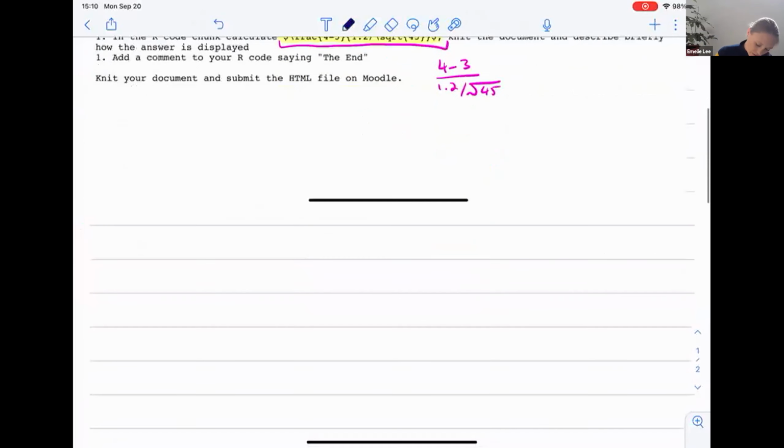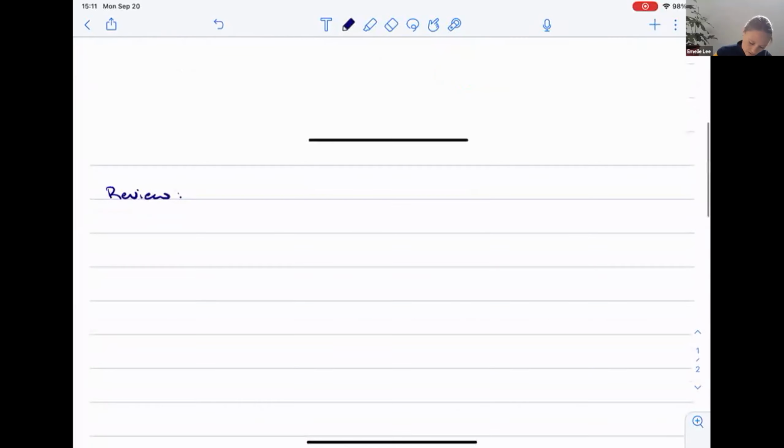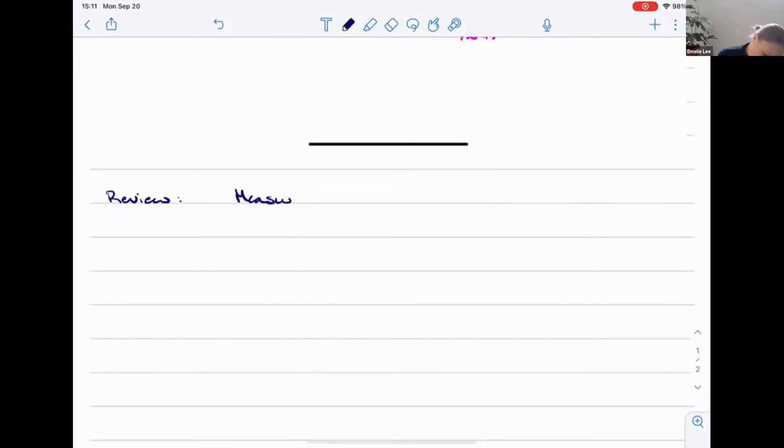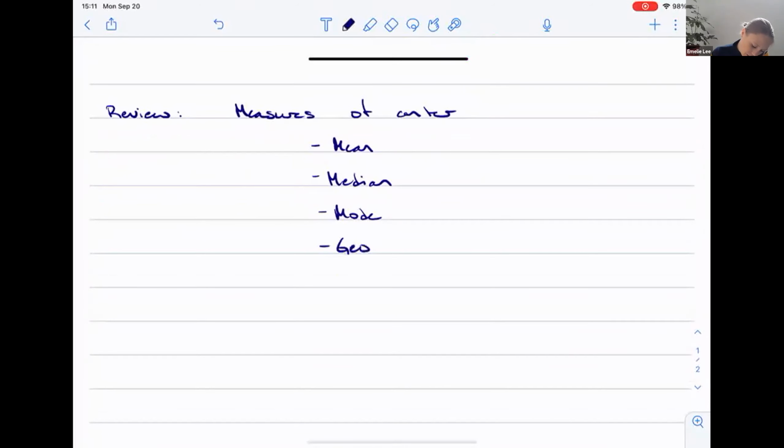So we talked about, in terms of review, measures of center. We ended on measures of center. And so I'll just bring them up here. Measures of center, which included the mean, which is the average, the median, which was the central value, and then we talked about the mode, and we finished talking about the geometric mean.